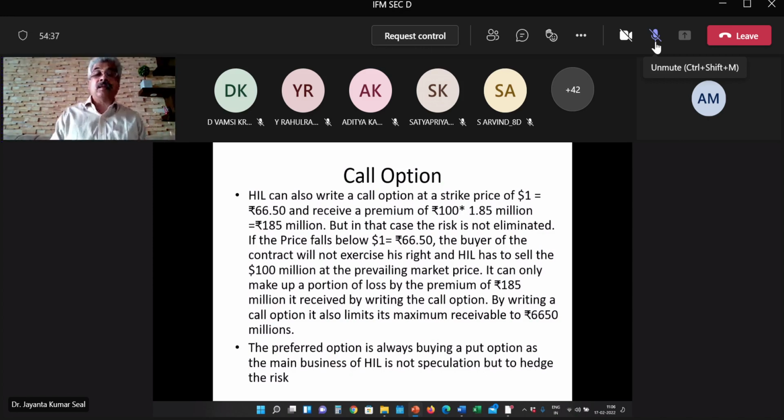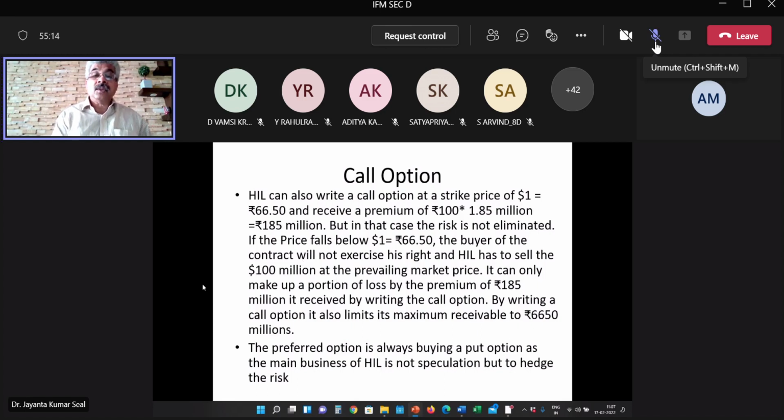Similarly, if the price is more than 66.5, the buyer will exercise his right. Why? He has the right to buy at 66.5. If the market price is more, he will exercise his right and buy at a lower price. So in that case, what is happening? Your risk is not eliminated, though you receive a premium of 185 million rupees.